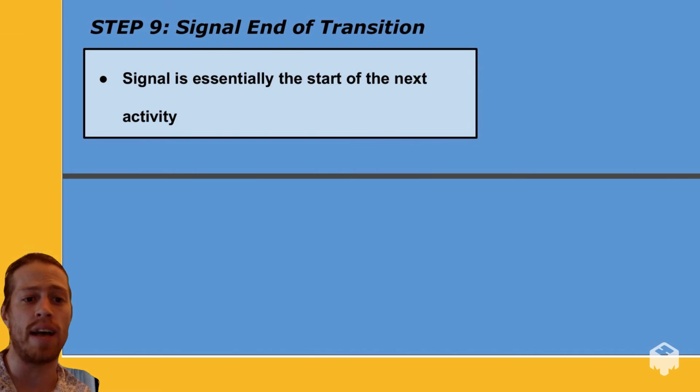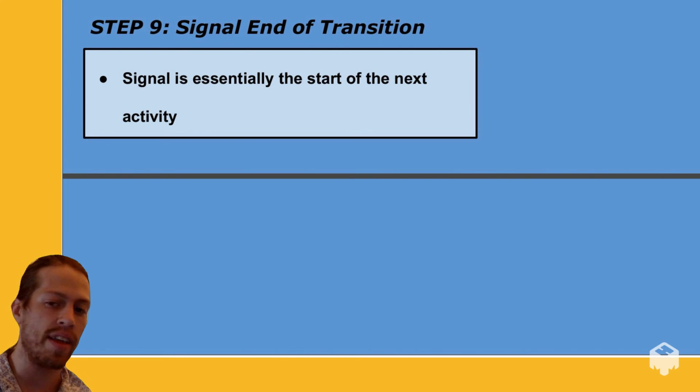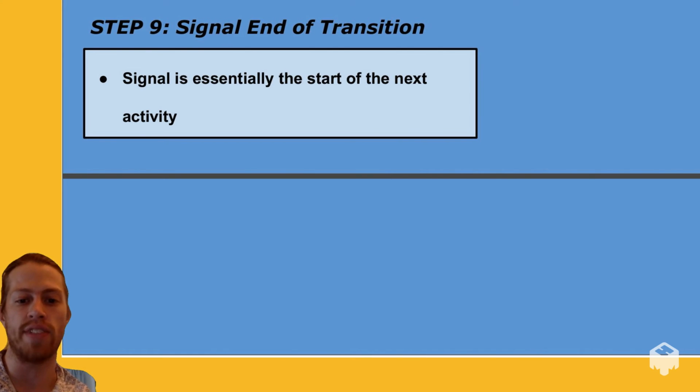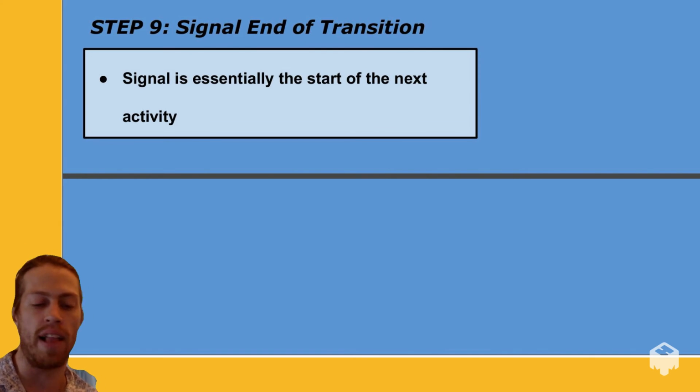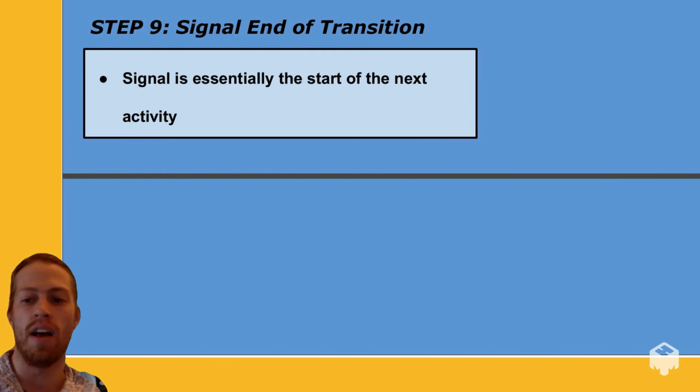And then the last step is signal end of transition. And really the signal for ending the transition is actually usually just the start of the next activity. So this is important that the student realizes what we were doing is now over, and now we are moving on. And it can help motivate them to want to move on if there's a clear start to the next thing, because they might not want to be left out.